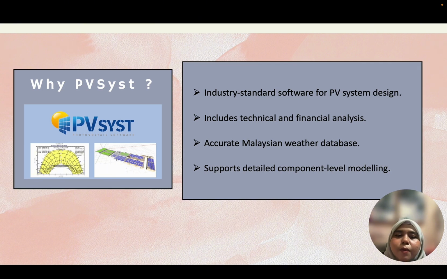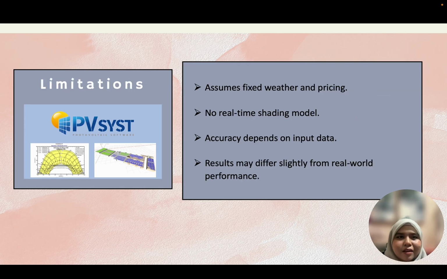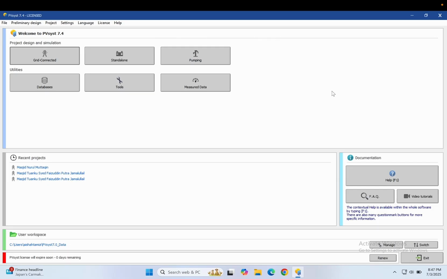And the last one, it supports detailed component level modeling, where it supports economic calculations such as LCOE, payback period, and ROI, which are critical for project feasibility. This makes PVsyst the most suitable tool for a complete technical and financial evaluation. Now, I will demonstrate how I applied PVsyst in this project.